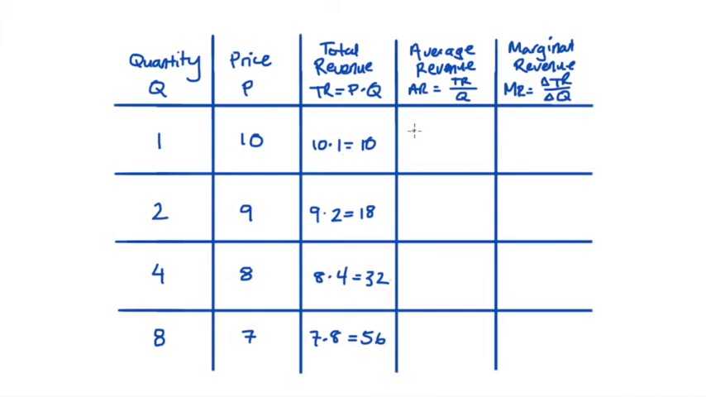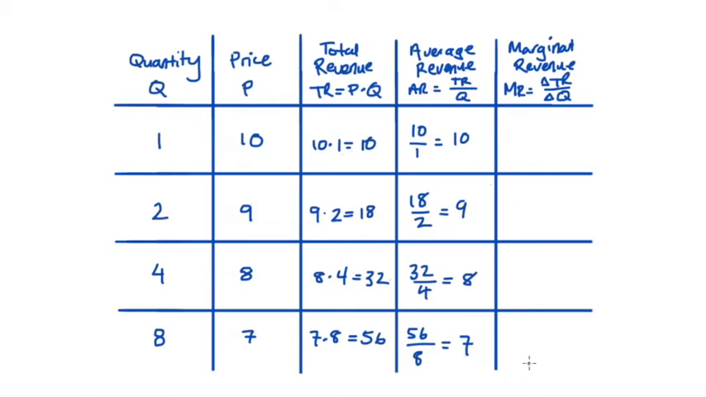Average revenue is just going to be our total revenue divided by our quantity. For our first line, we get 10, that's our total revenue, divided by 1, which is 10. For our second line, we get 18 divided by 2, which is equal to 9. And we get 32 divided by 4 is 8. That's our third line. And 56 divided by 8 is equal to 7. That's our fourth line. So you can see that in each one of these cases, the average revenue is equal to the price.